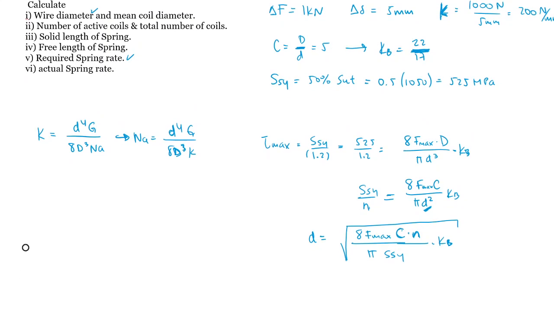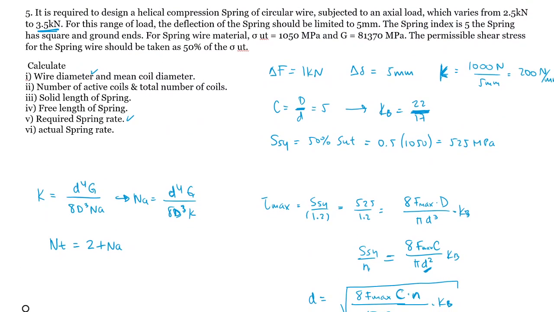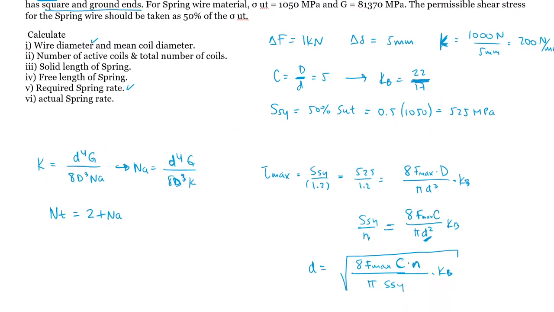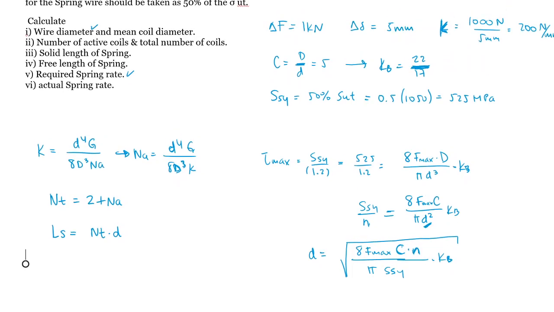Okay, so I have my number of active coils. Number of total coils is 2 more than the number of active coils, because it's squared and ground ends. And so my solid length, L_s, would just be number of total coils times the diameter, which I already found. Okay, solid length, number of active coils and total coils, I just found that. Coil diameter is the capital D, which is just 5 times the wire diameter.